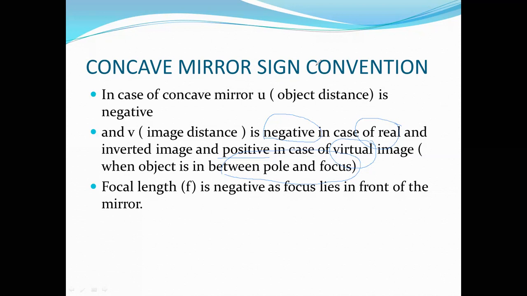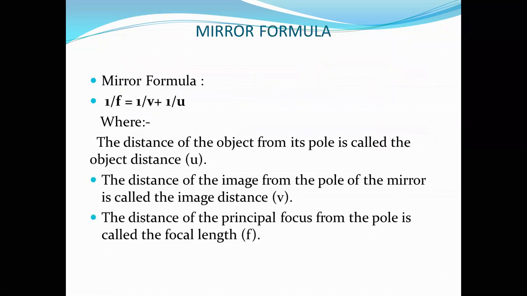Focal length is negative as the focus lies in front of the mirror. So this is the sign convention of a concave mirror. In a concave mirror, everything is considered negative, meaning U, V and F. Only in one case V is taken as positive, when the image is virtual and erect.